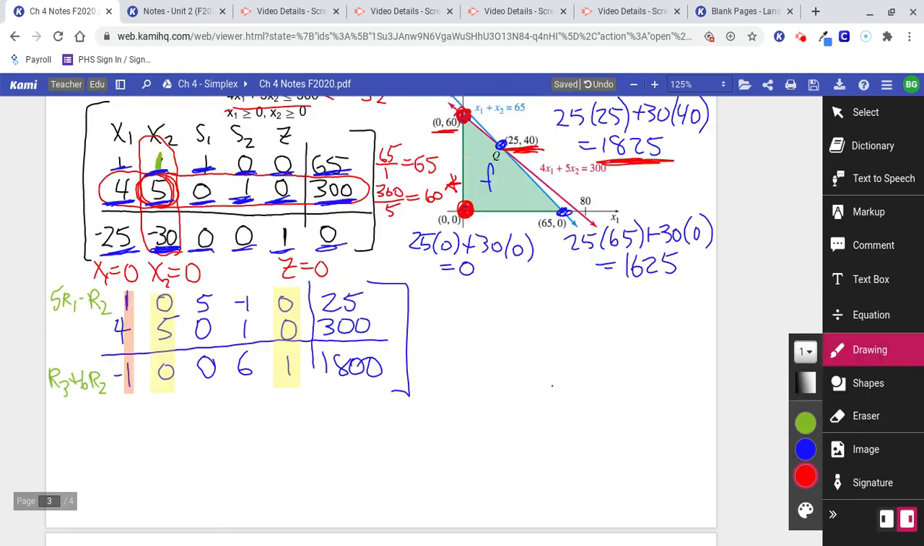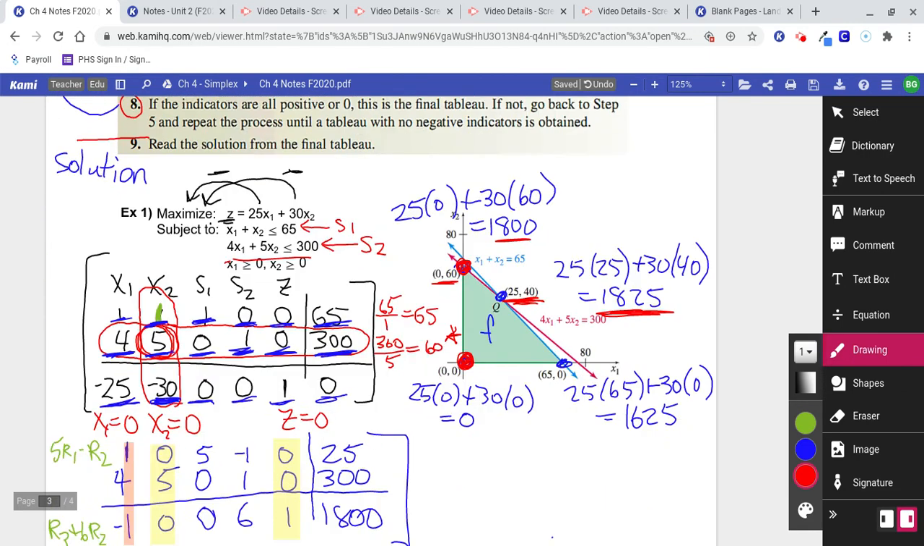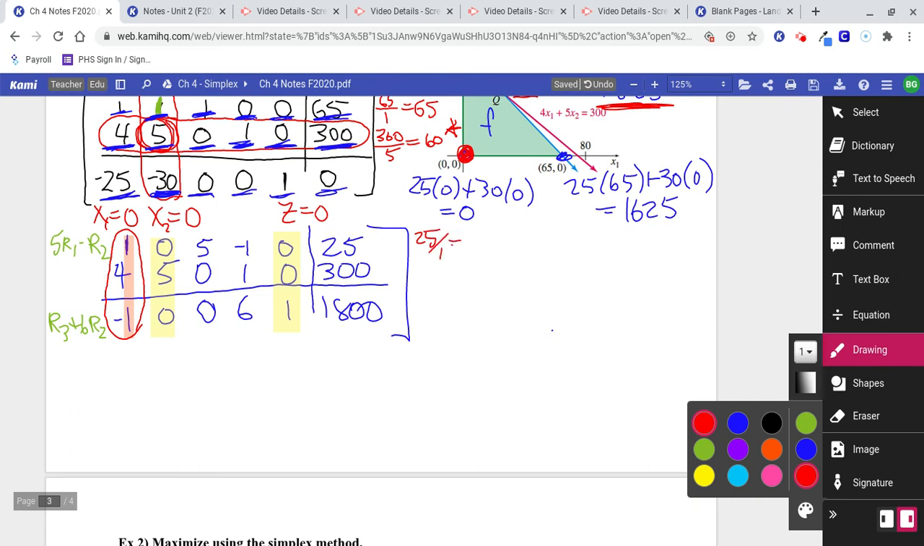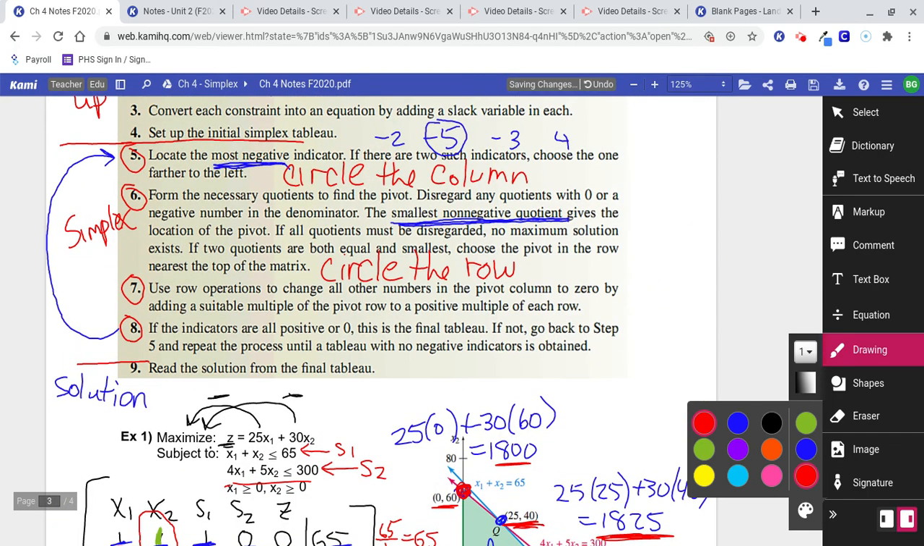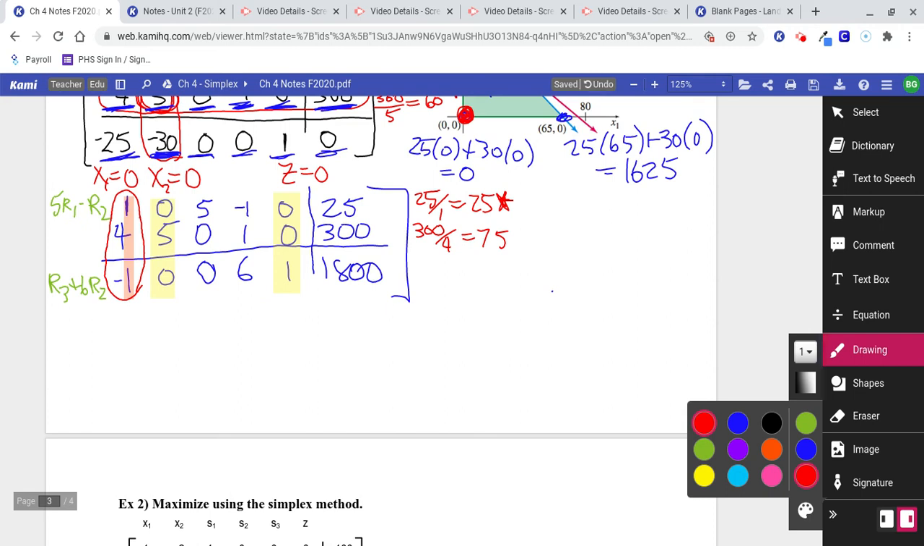So go back, remember these steps are a loop. We loop back to step 5, and it says most negative, and there's only one negative. It's a -1. So we know we're going to use this column. And then we use those columns and find the quotients for all the far right. Okay, so 25 over the 1 is 25. And 300 over 4 is 75. So 25 is the smallest non-negative right there. Okay, so circle that row.